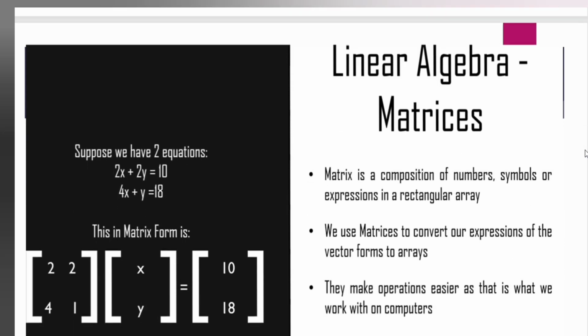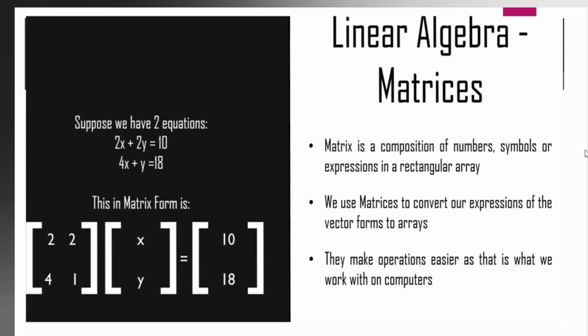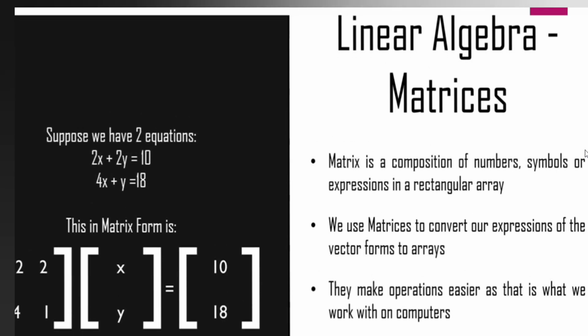The next thing is this matrix. A matrix is a combination of numbers, symbols, or expressions in a rectangular array, having rows and columns. We use a matrix to convert expressions to arrays, so our expressions of vectors are converted to arrays. They make operations easier, which is what we work on in computers. On the left side, see, two equations are there, and we have to represent them in matrix form.